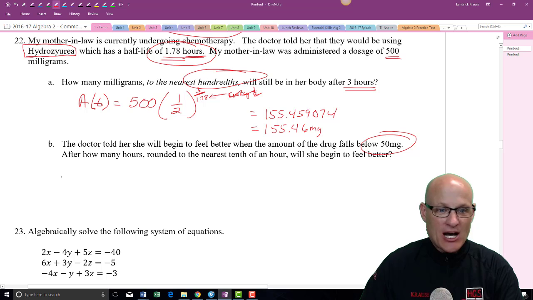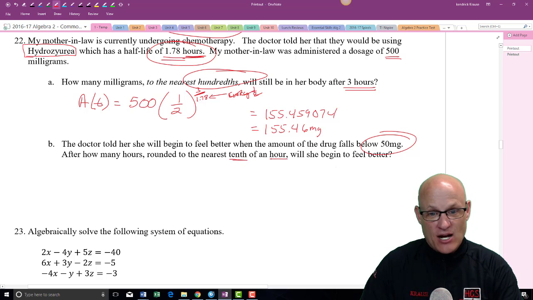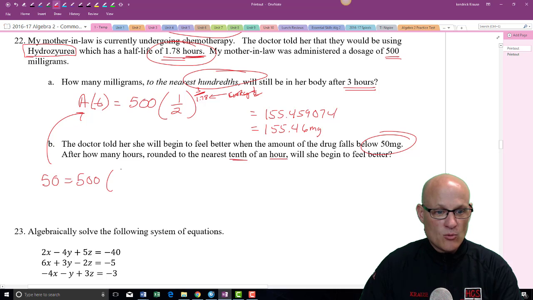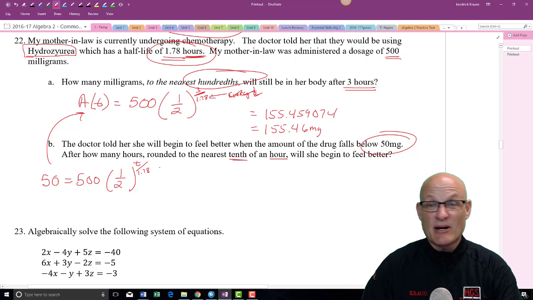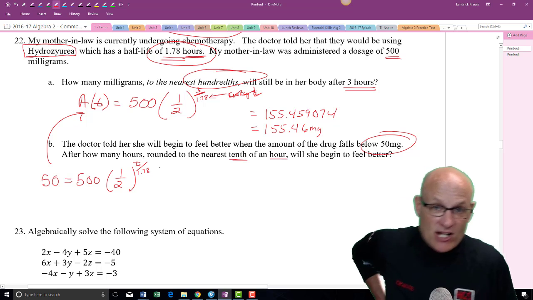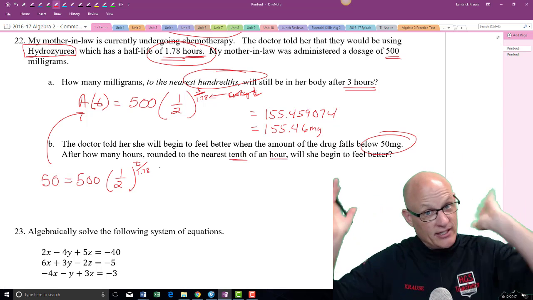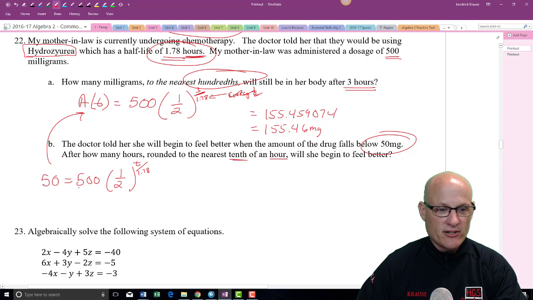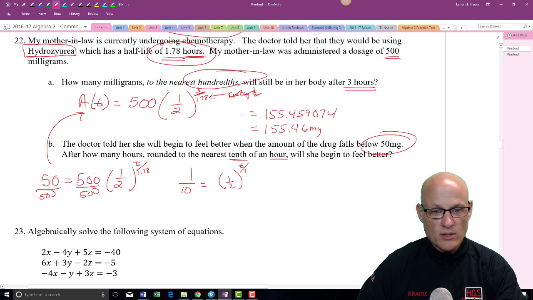All right. The doctor told her she will begin to feel better when the drug falls below 50 milligrams. How many hours, rounded to the nearest tenth of an hour, will she have to wait? Okay, so we're going to take 50. That's our A of t this time, is equal to 500 times 1/2 to the t over 1.78. This time I don't know t. Since I don't know t and it's an exponent, you ought to be able to say in your head, oh yeah, gonna have to use logs. Divide by 500, get the weird thing alone. Do not multiply by that 500, that's just embarrassing. So that's 1/10. So 1/10 is equal to 1/2 to the t over 1.78. And if you want, you can just write this as 0.1, make it look nicer.